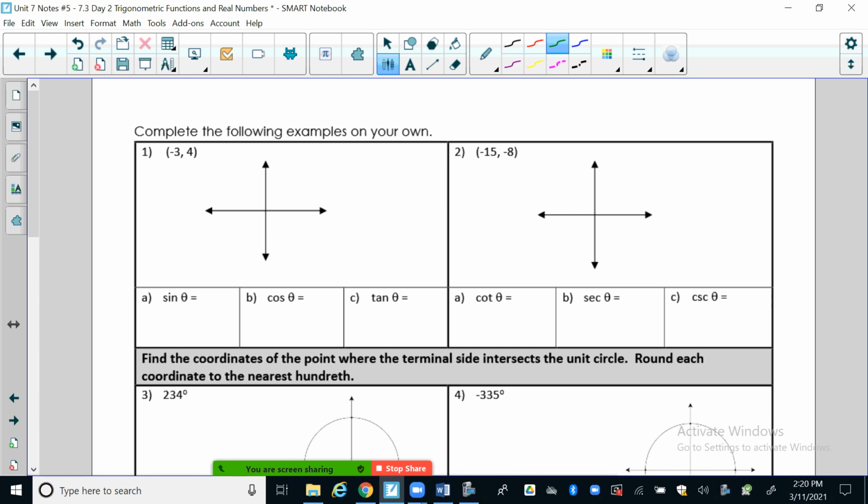Also, a common question that I usually get: your hypotenuse is always positive, because if you're doing the Pythagorean theorem and you're squaring a negative, you always get a positive number. So your hypotenuse will always end up being positive.